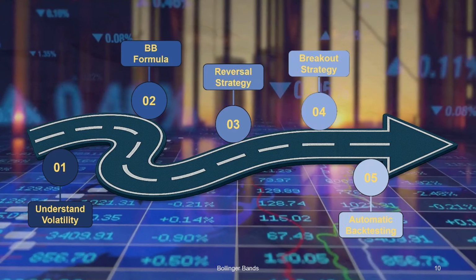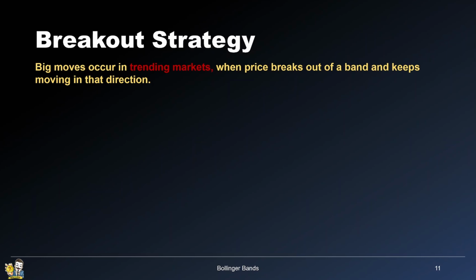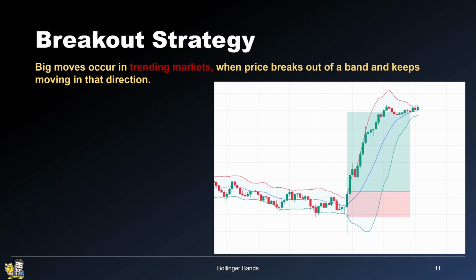Let's now discuss our second strategy, called the Breakout Strategy. Big moves occur in trending markets when price breaks out of a band and continues in that direction. The issue with our first strategy is that profits can be limited, since we are trading in ranging markets. So how can we take advantage of these bigger moves? The rules are very simple.